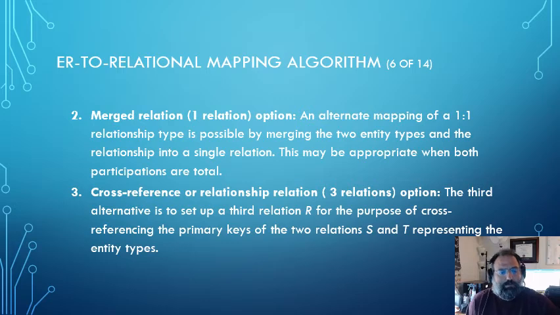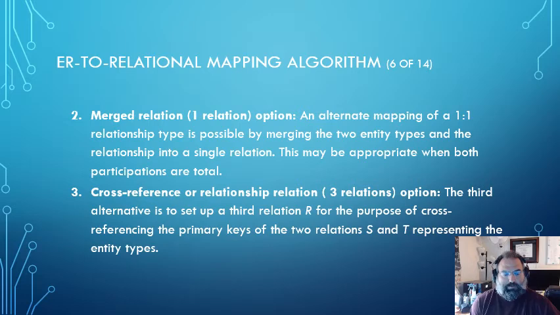The second alternative is the merged relation, that is, one relation option. An alternative mapping of a one-to-one relation type is possible by merging the two entity types and the relationship into a single relation. This may be appropriate when both participations are total.